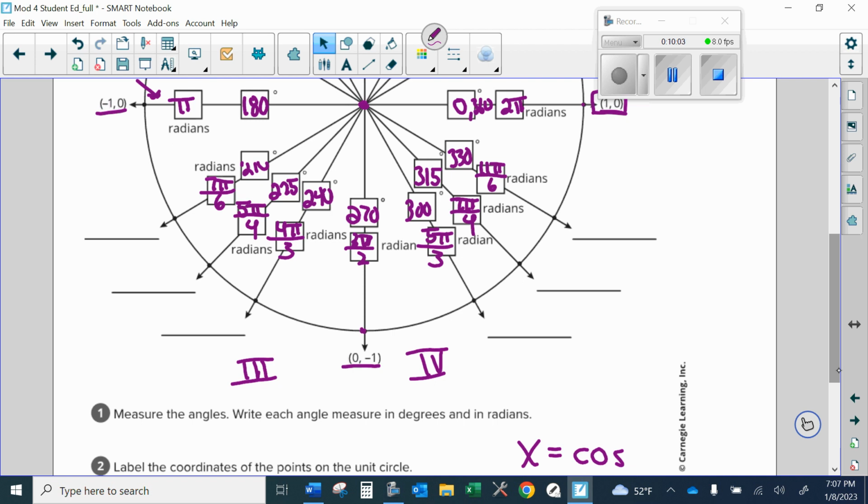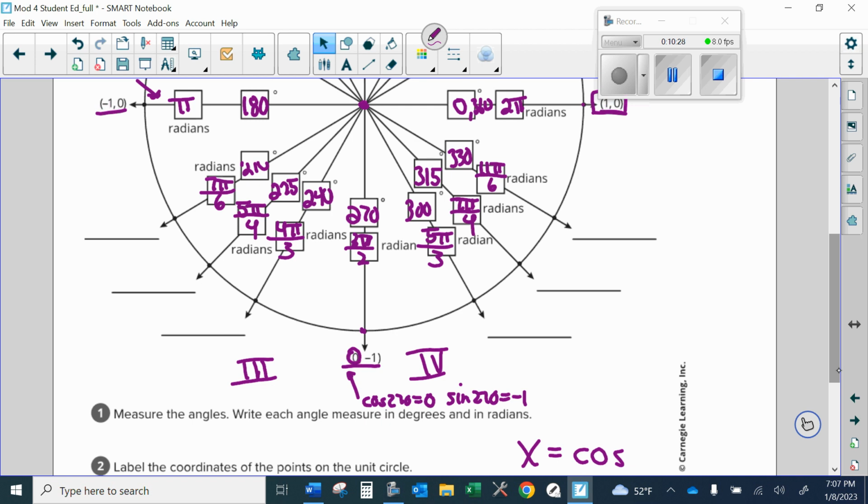So don't forget, every x coordinate is the cosine. So what that is saying, for example, the cosine of 270 would be 0. That's the x coordinate. So cosine of 270 would equal 0. The sine of 270 is the y coordinate, which is -1. That's how this works all the way around when we fill these in.